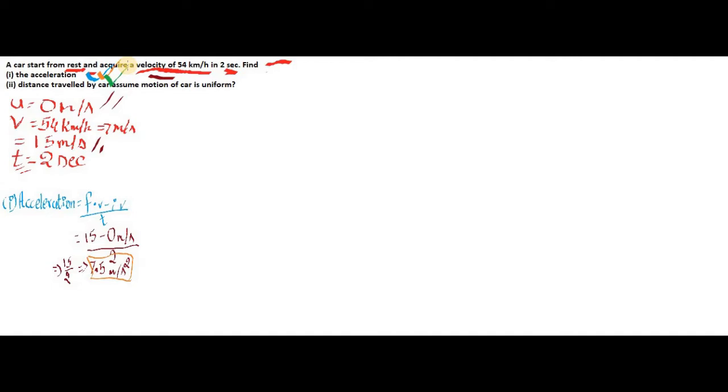So what we have to find here, let's read it. We have to find the distance traveled by the car, assuming that motion of the car is uniform. So the car is in uniform motion, we have to just find the distance traveled. So they have made the question simpler for us by giving it as uniform motion.